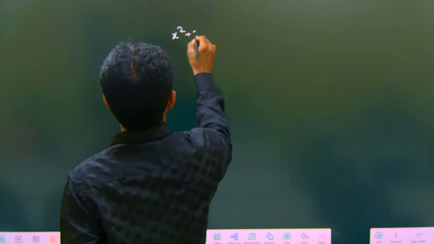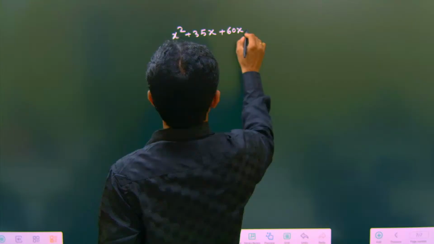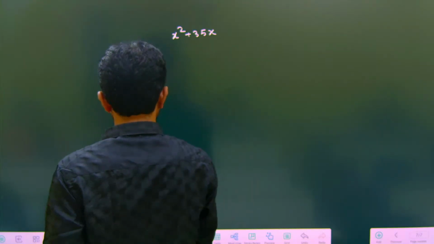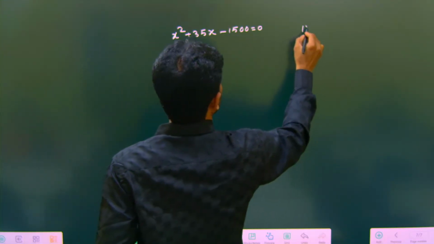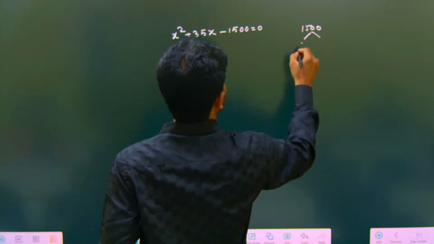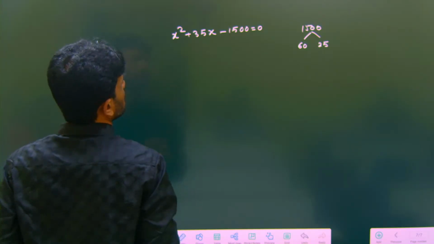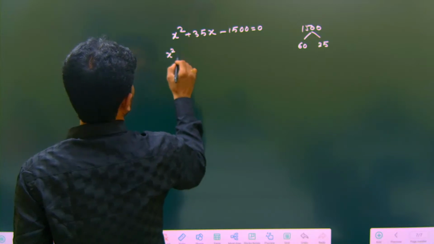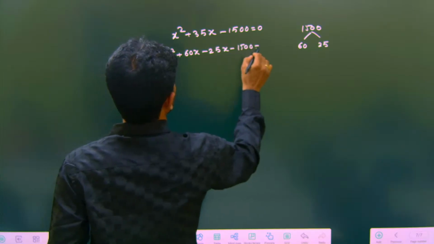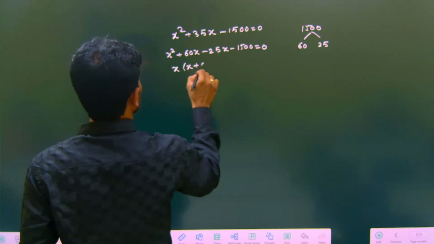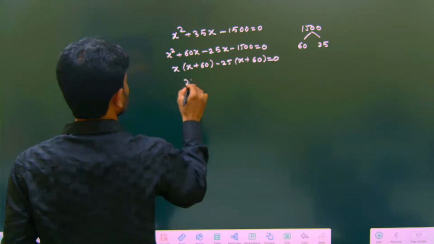This is x square plus 35x minus 1500. Equivalent factors are 60 and 25. 60 minus 25 is 35. So this is x square plus 60x minus 25x minus 1500 is equal to 0. x comma x plus 60 minus 25 comma x plus 60.